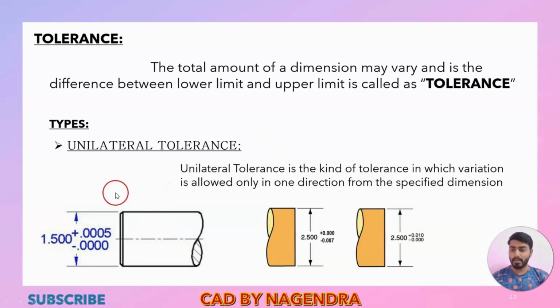You can see some examples here. Original diameter is 1.5, plus value we have 0.0005, minus value we are not giving anything. So here tolerance is specified only in the positive direction. Again, if you see here, the tolerance value is specified only in the negative direction. Here we have given only the positive direction. Like that, either on the positive side or negative side we will specify the tolerance value. That type of tolerance we call unilateral tolerance.